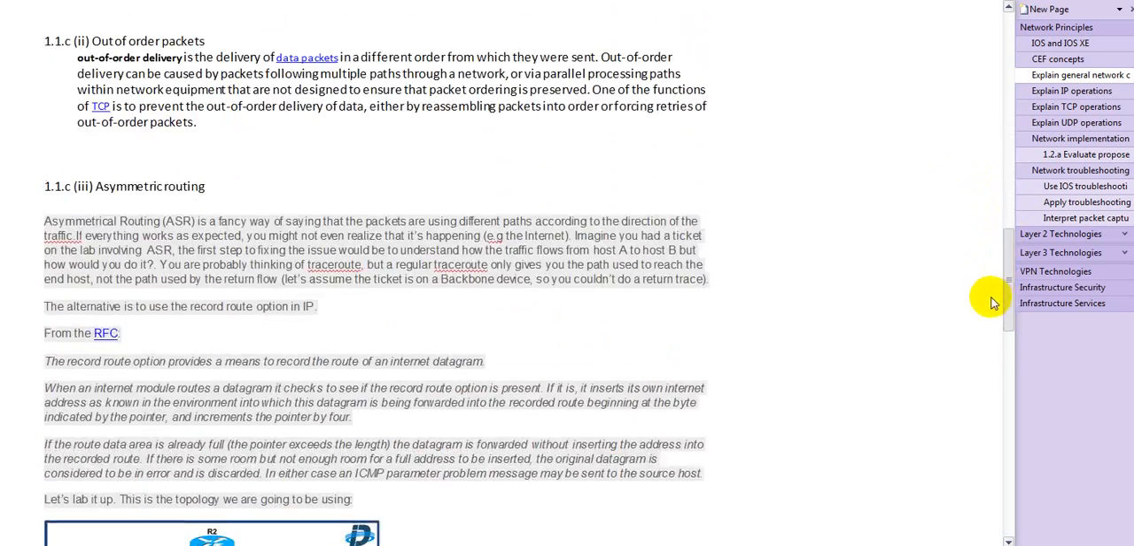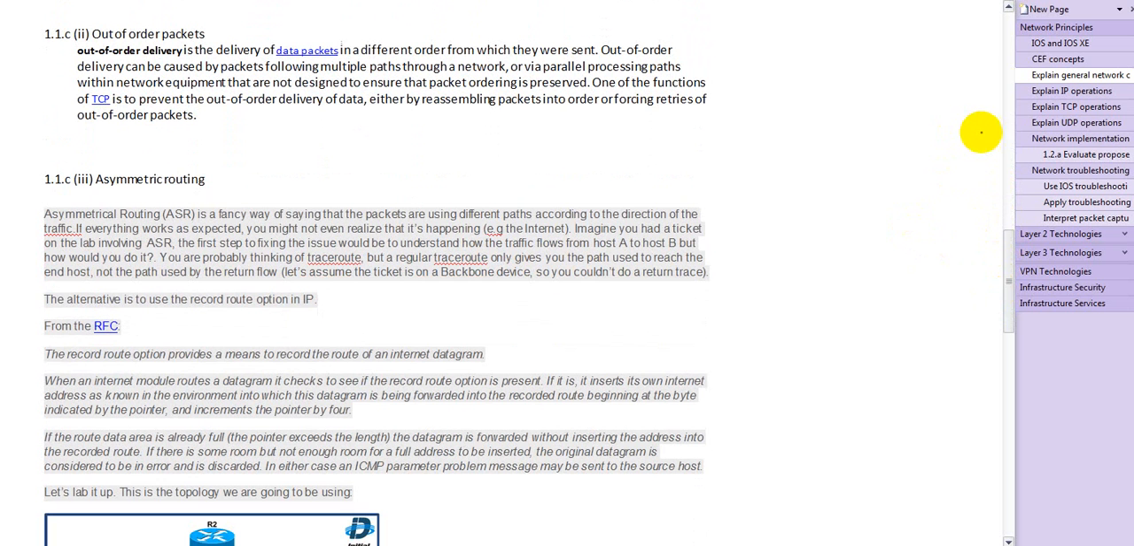So now that we've talked about unicast flooding, let's talk about out of order packets and how that can affect you. Out of order packets is the delivery of packets in a different order from which they were sent. Out of order packet delivery can cause packets to follow multiple paths or parallel processing paths. So that's the definition, if you will.